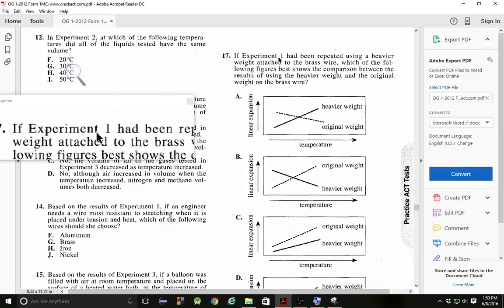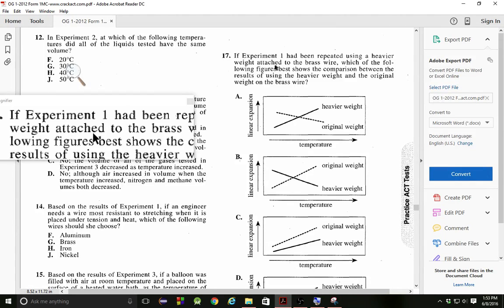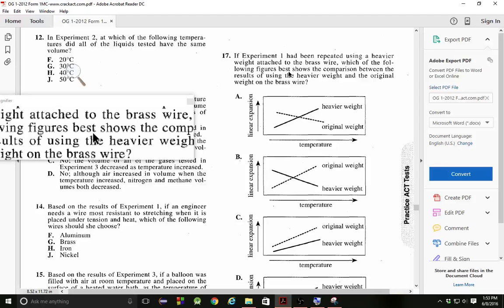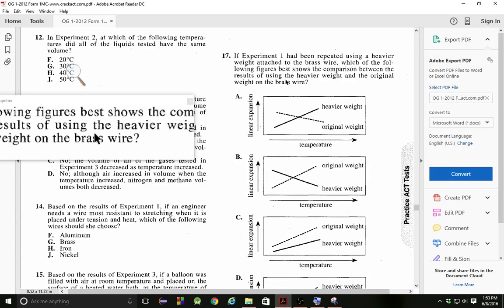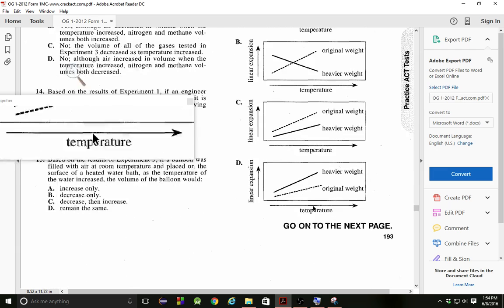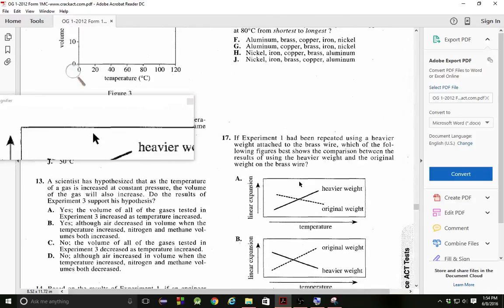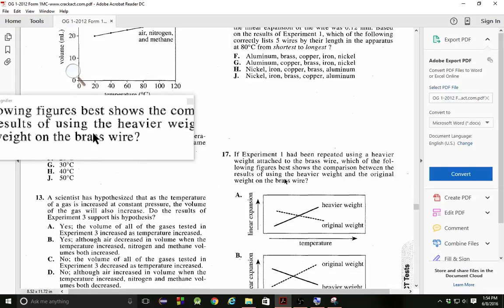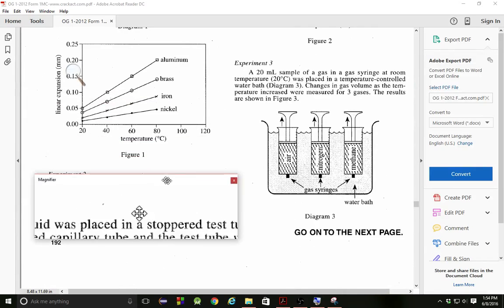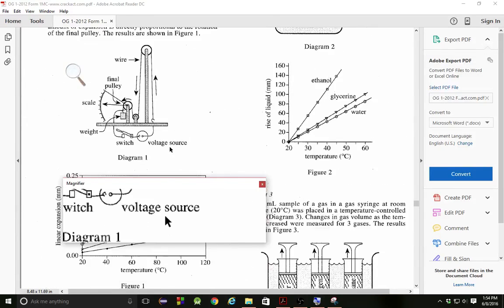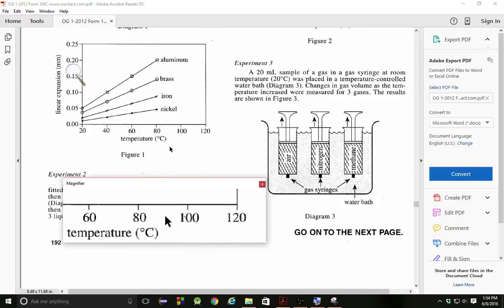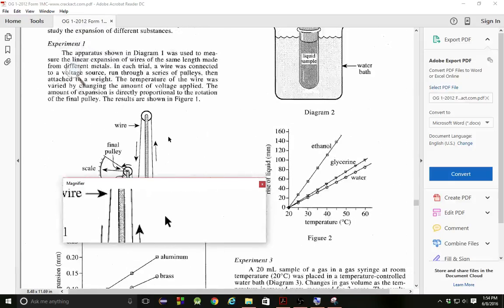If experiment 1 had been repeated using a heavier weight attached to the brass wire, which of the following figures best shows the comparison between the results of the heavier weight and the original weight of the brass wire? Let's look at these answers over here. Let's go back to experiment 1.